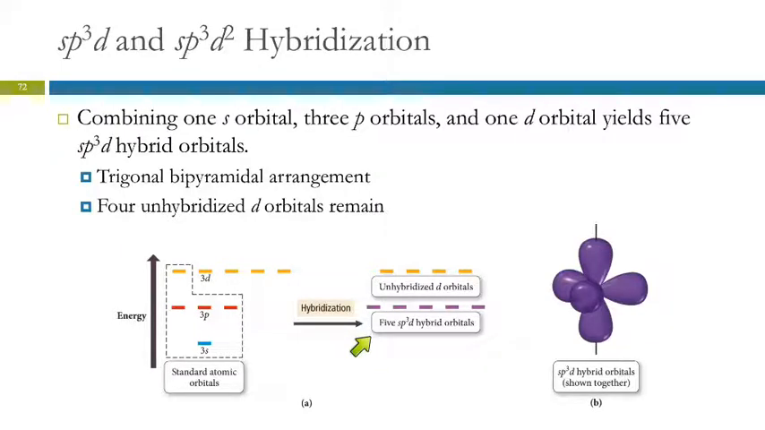So this is sp3d. So that's a total of 5 orbitals. And then those 4 are left unhybridized. So what do 5 things do? 5 balloons make a trigonal bipyramid. Trigonal bipyramid. Made that one yesterday.